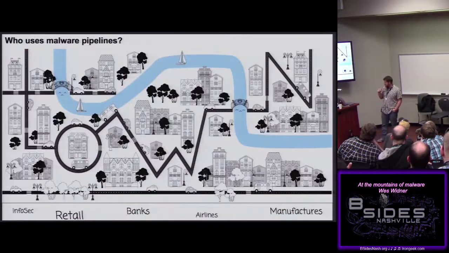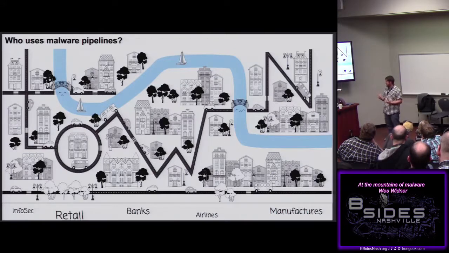Which brings me to who uses a malware pipeline. It would surprise you. It used to be just McAfee or Norse, the usual suspects, people that are already in the information security game. But as time has rolled on, well, of course, information security and government had their own pipeline set up. Now, you'll find malware pipelines everywhere.